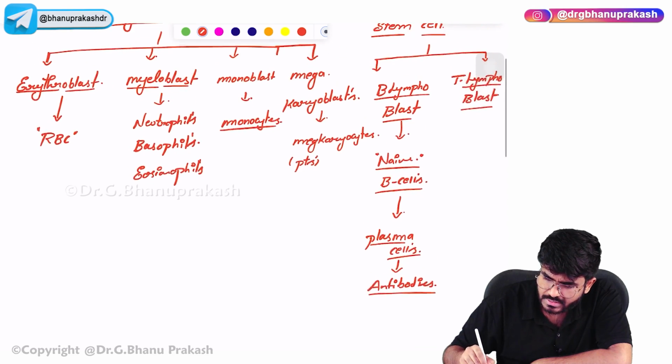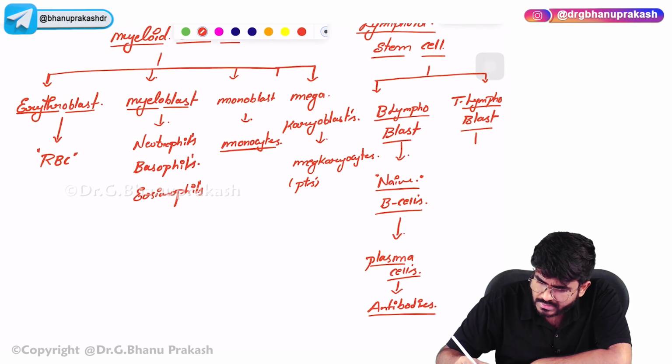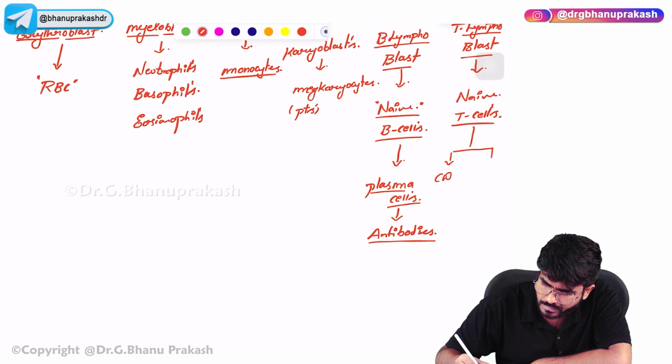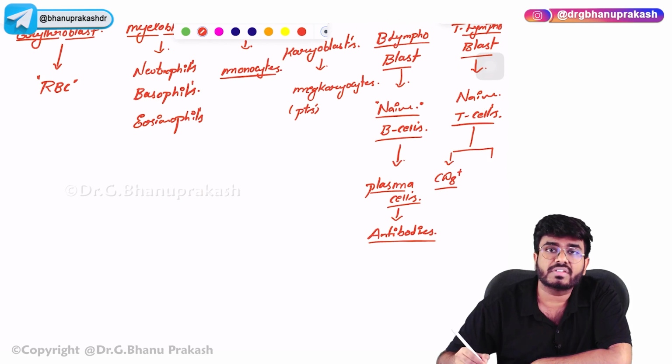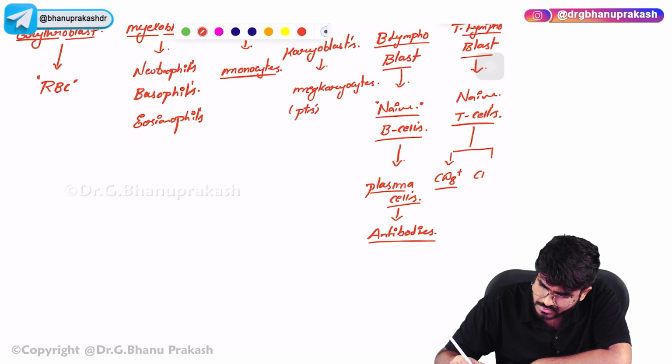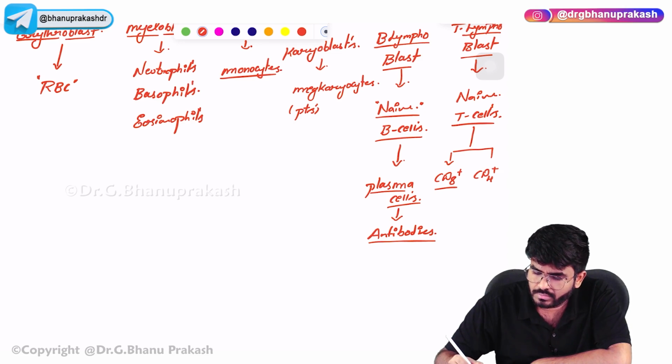Cool. Next, what about the T lymphoblast? T lymphoblasts are going to form the naive T cells. The naive T cells in the future are going to form two different types: CD8 positive, which will be mainly seen in viral infection, as well as CD4 positive T lymphocytes.